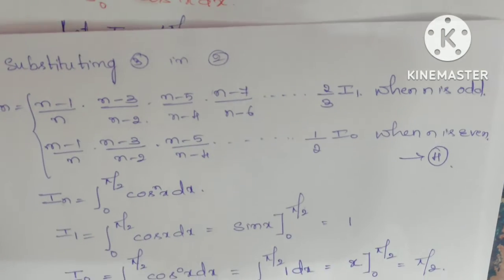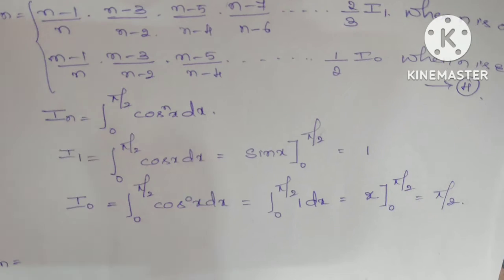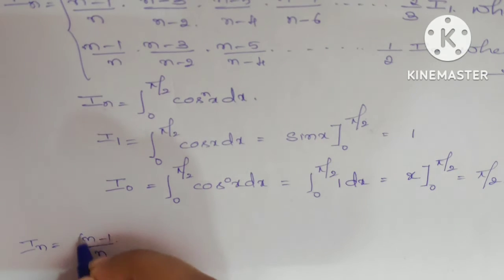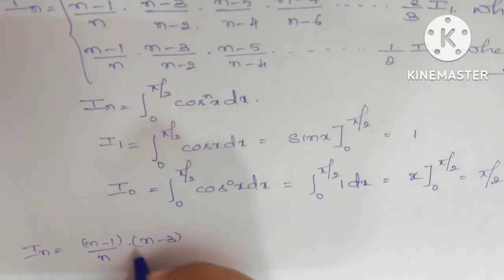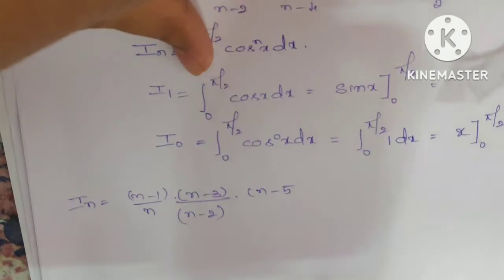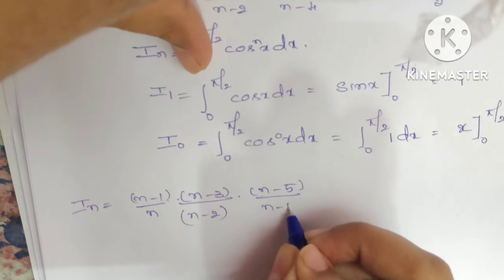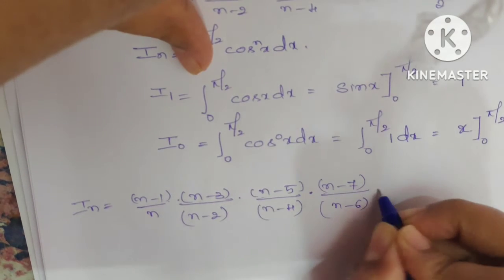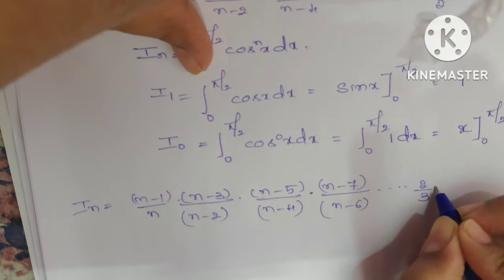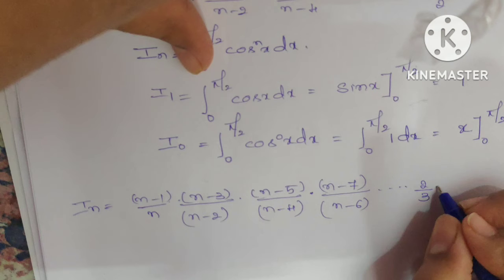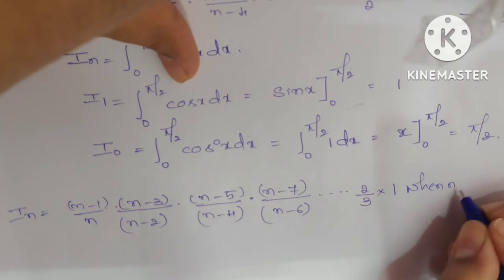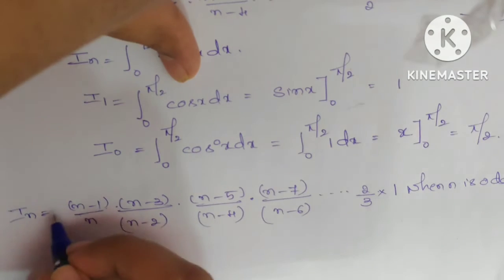Now substitute I1 and I0 in equation 4. We get I_n equals (n-1)/n into (n-3)/(n-2) into (n-5)/(n-4) into (n-7)/(n-6), and so on, 2 by 3 into I1 is 1 into 1 when n is odd.